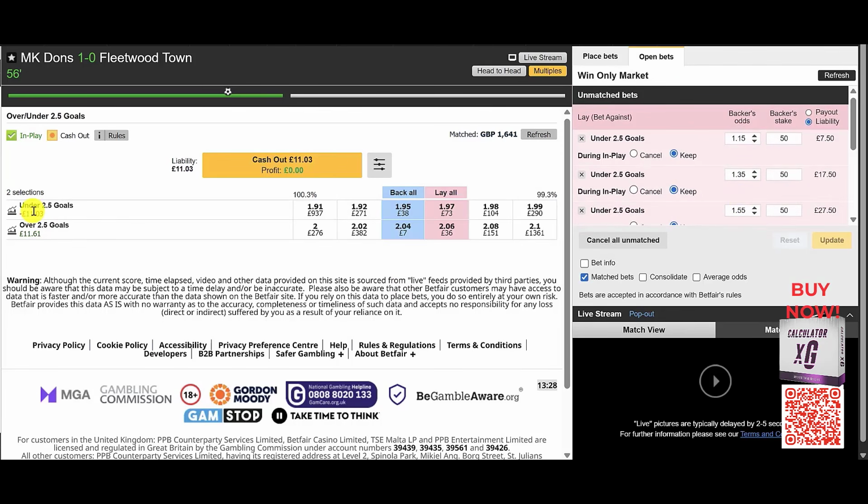Time decay is going to push the under 2.5 goals price down. We are expecting a goal. We're just not sure exactly when it's going to arrive. So this takes advantage of that. So let's see what happens in the second half.